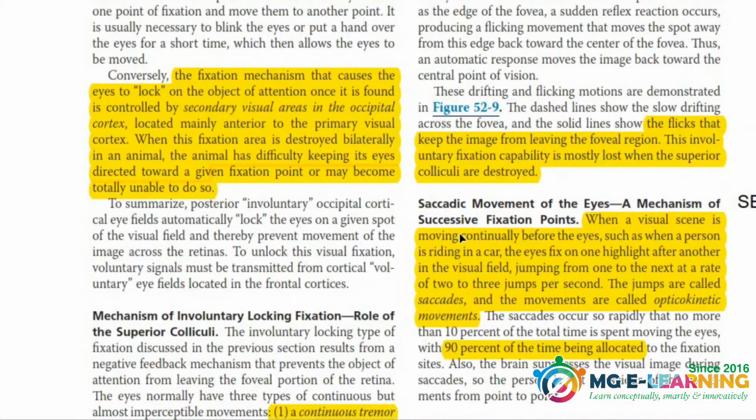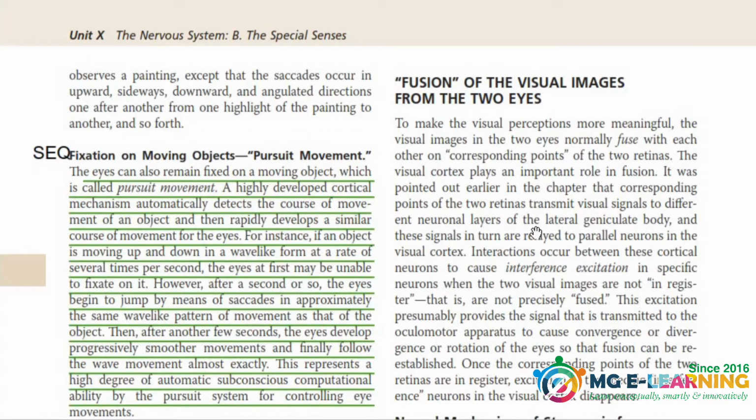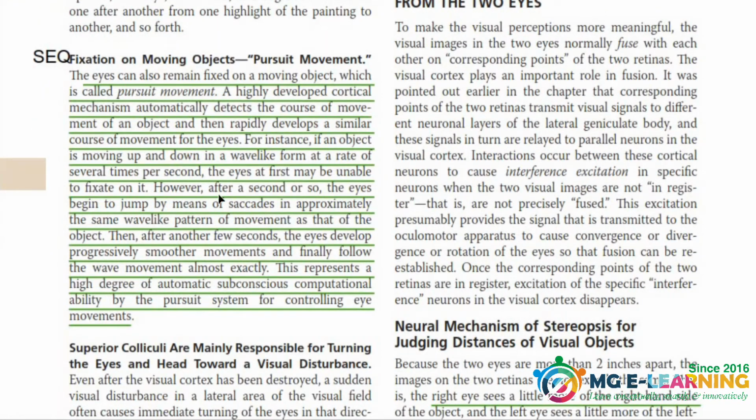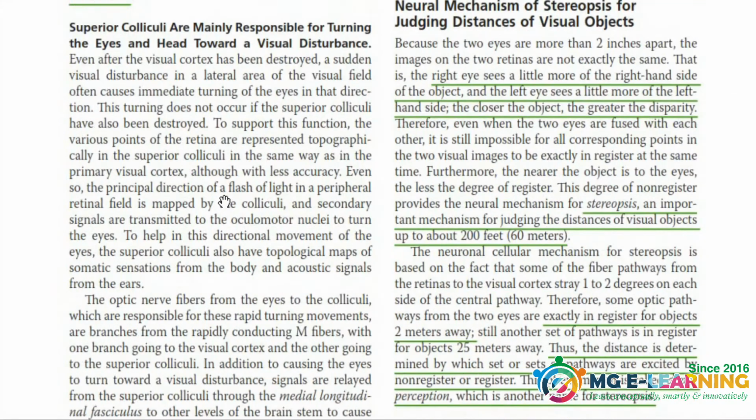And on the next side of the page, this is an important SCQ, that is the saccadic movement of the eye. You can read all these paragraphs. This one is also an important SCQ, pursuit movement. You can read all these underlined green lines. They are important.